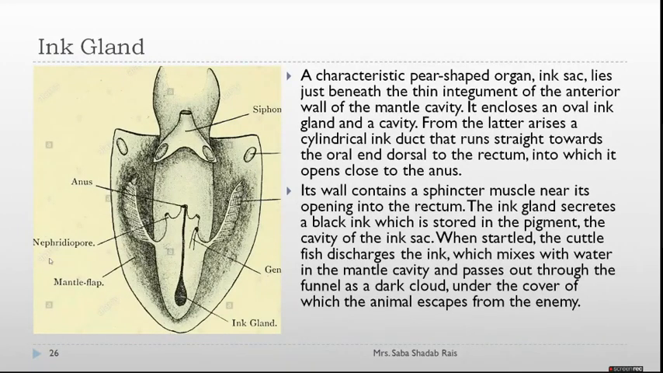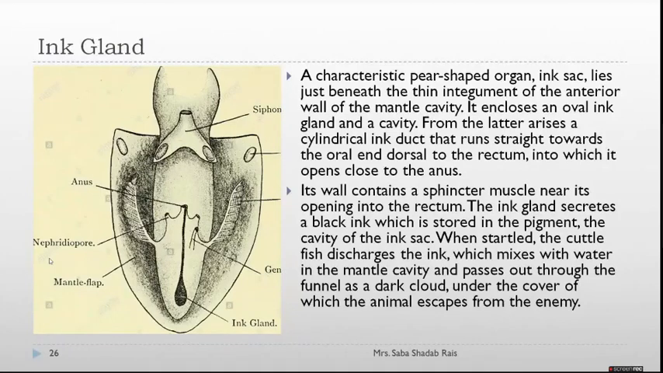Now when we talk about these walls, it has the sphincter. Sphincter means the muscular walls. Into the rectum, the ink gland secretes the black ink, which is stored in the pigment cavity of the ink sac. When the animal is startled, it is going to discharge the ink. This ink is going to mix with whatever water is present inside the mantle cavity, and thereafter they are going to flush it from the funnel.